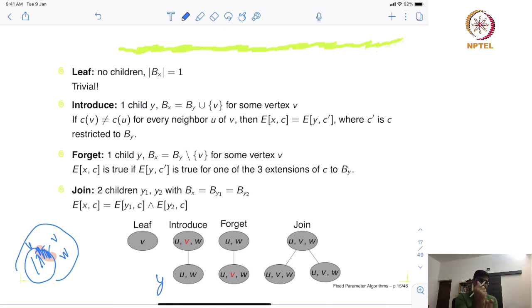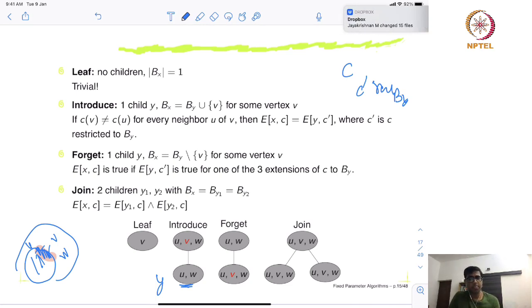So if I ask, is this coloring extendable? This coloring is extendable if and only if C of V is not equal to C of U for every neighbor U of V. So I have a coloring C given, I look at the coloring C prime, which is restricted to the vertices contained in this bag, in particular U W, and I say, hey, is that 1? Then I put 1.